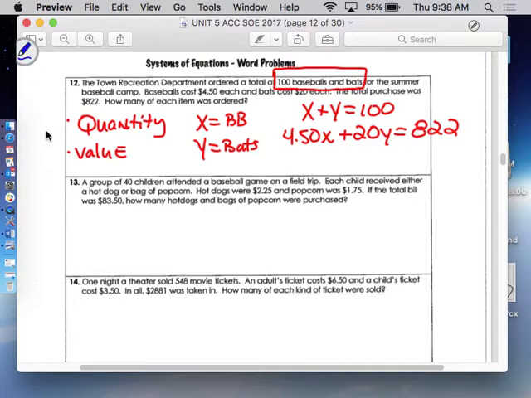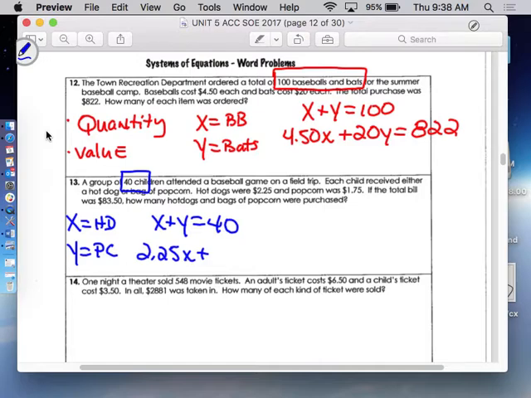So here I have 40 children attending a baseball game. So let's see how we're distinguishing two things from each other. Each child has received either a hot dog or a bag of popcorn. So I'll just let X be the hot dog, and Y will be the popcorn. So I have 40 children, that's my quantity. So X plus Y equaling 40. And then I'm attaching value to that. So I've got 2.25 attached to the X, and then 1.75 will go along with the Y. And then the total amount of money spent, $83.50.